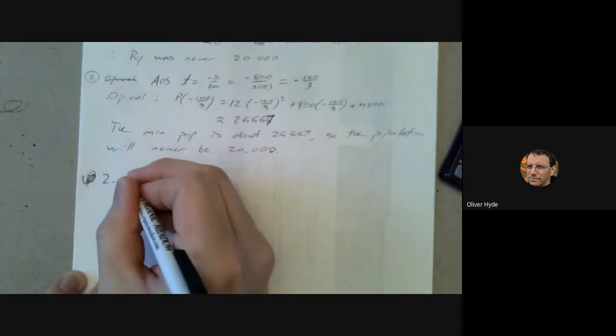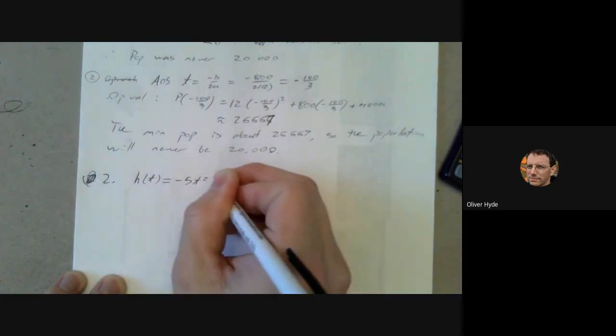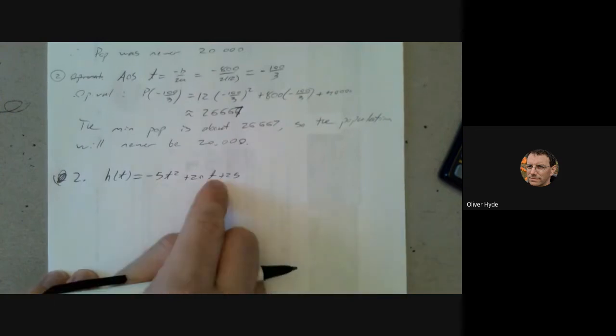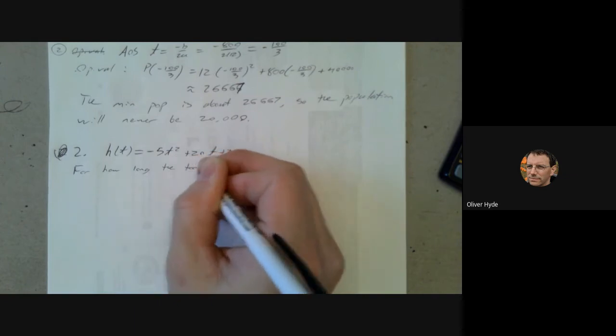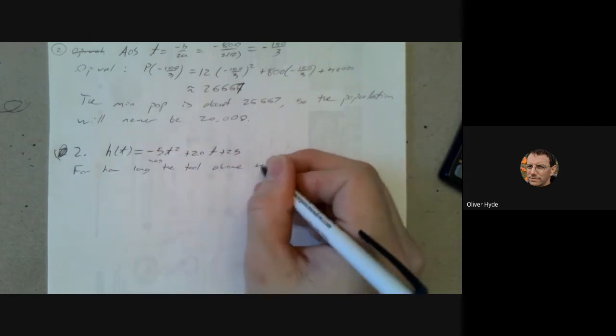Question number 2 was, we were working on a function h of t equals negative 5t squared plus 20t plus 25, right? This was the worker throwing the tool through the air, really high up in the air. My numbers might not have made sense in the context of the problem. This time, what we're going to do is, let's see if we can figure out for how long was the tool above 40 meters.